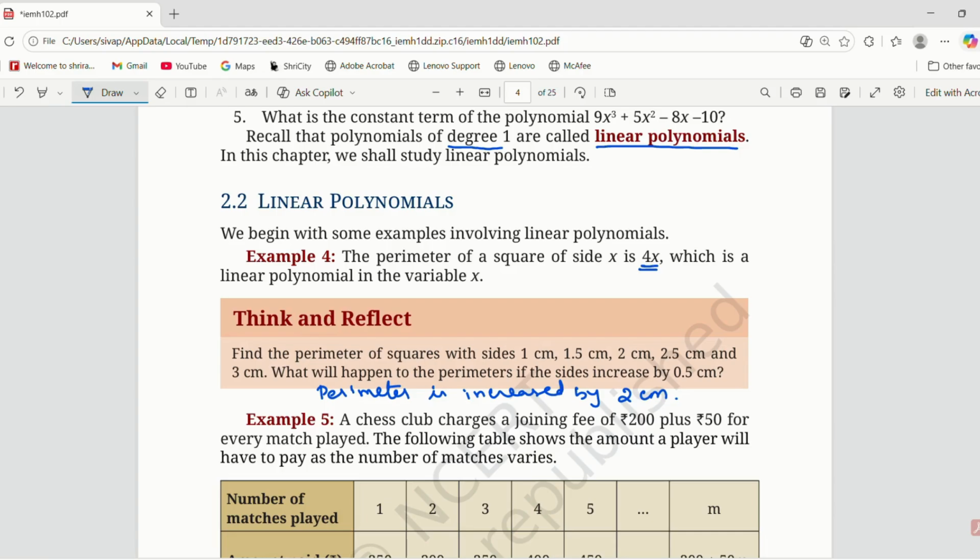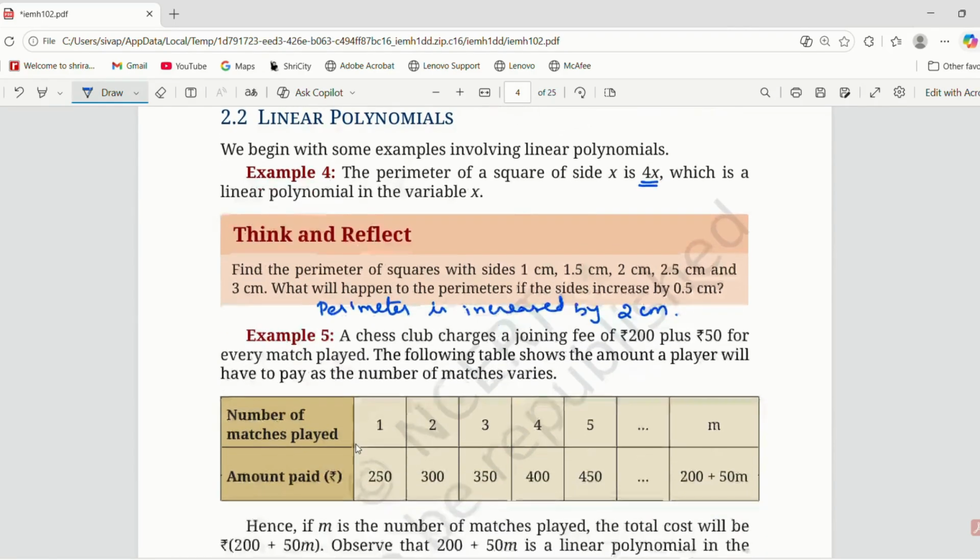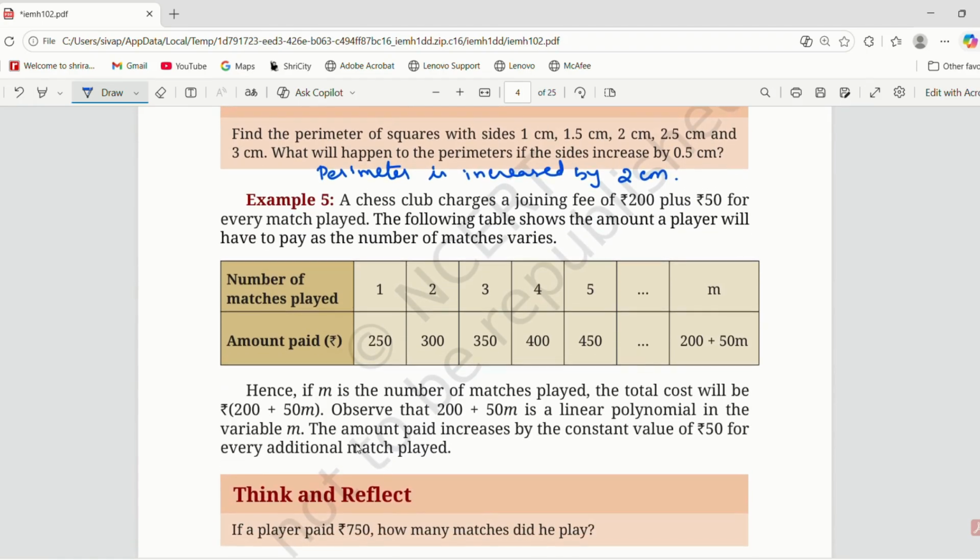Okay, and in the next one, in example number 5, what they are asking is: a chess club charges a joining fee of rupees 200 plus 50 for every match played. The following table shows the amount a player will have to pay as the number of matches varies. See here, the chess club charges a joining fee of rupees 200, which means at the time of joining, it's like an admission fee. You are paying rupees 200 plus rupees 50 for every match played. So whether you are playing a match or not, you have to pay rupees 200. So 200 is a basic charge which is fixed. So this will be considered as a fixed charge. So there is no change.